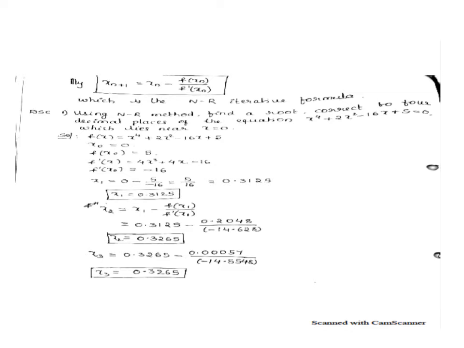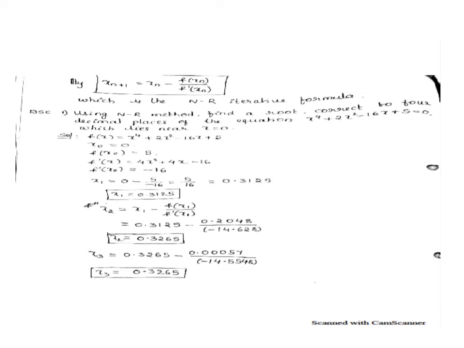Similarly, now we have to put x equals 0 in the derivative of the function, that is f dash of x is 4x cube plus 4x minus 16. So put here also x equals 0. So 4x cube is 0 plus 4x is also 0. So here you will remain only with minus 16. That is f dash of x naught equals minus 16.